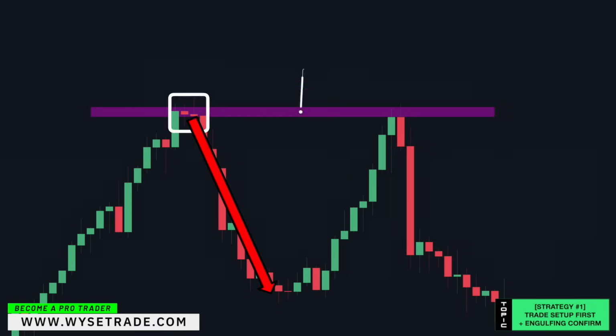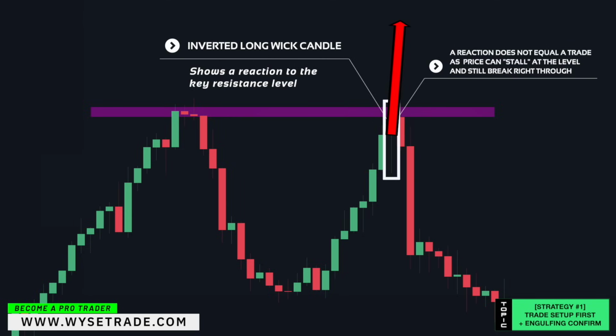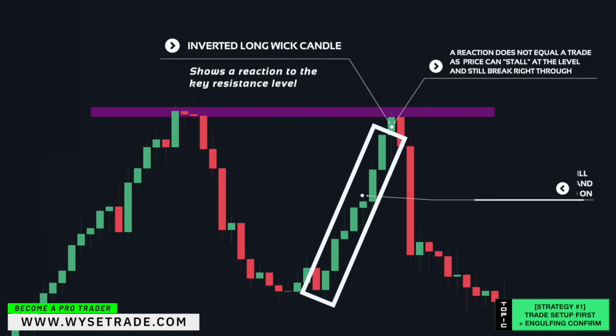This reversal point here gives you your key resistance level. As price comes back up to the level, you add an inverted long wick candle, which shows a reaction to the level. A reaction does not equal a trade, as price can stall at the key level and still break right through and continue upwards, as you are in a strong moving uptrend.